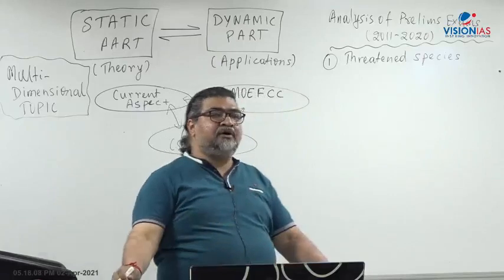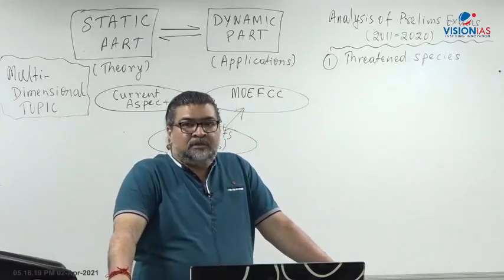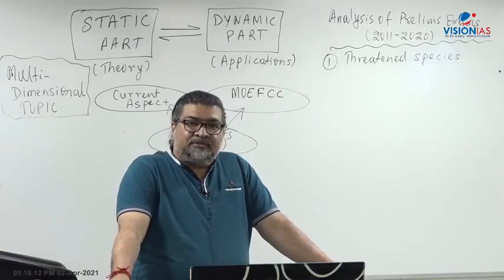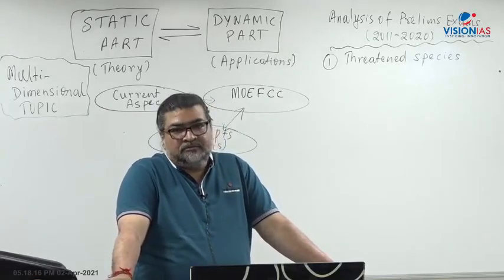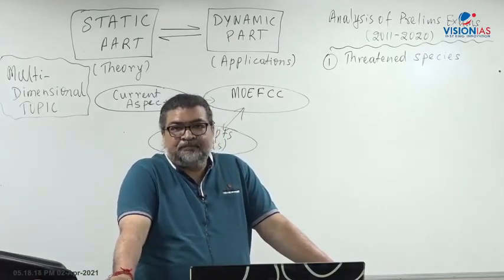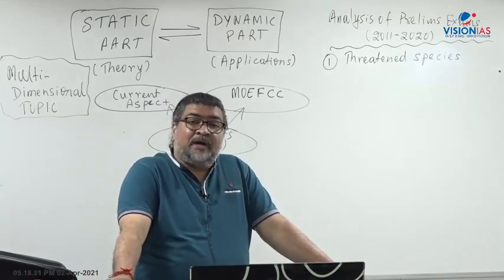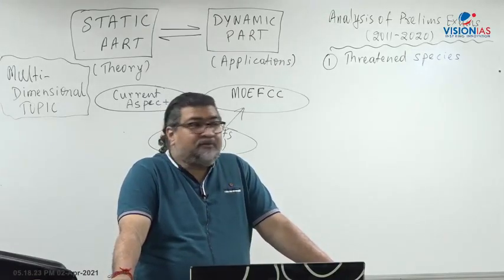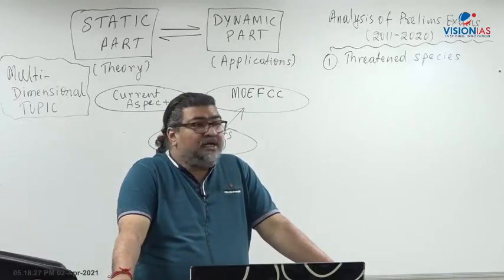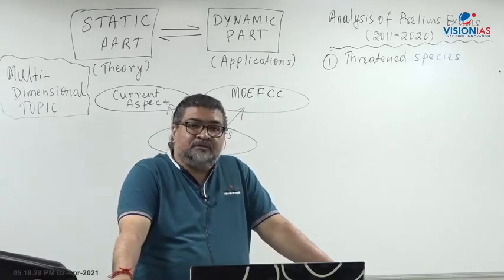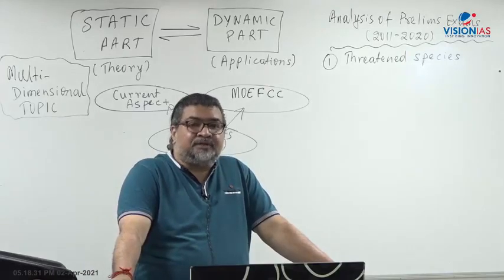This is one of the very important topics of the examination. In the 2020 prelims exam itself, you have a question regarding the musk deer, Kasturi Mirg, or musk deer, Bara Singha, swamp deer. You have so many questions there. Elephant, tiger. India is full of biodiversity.